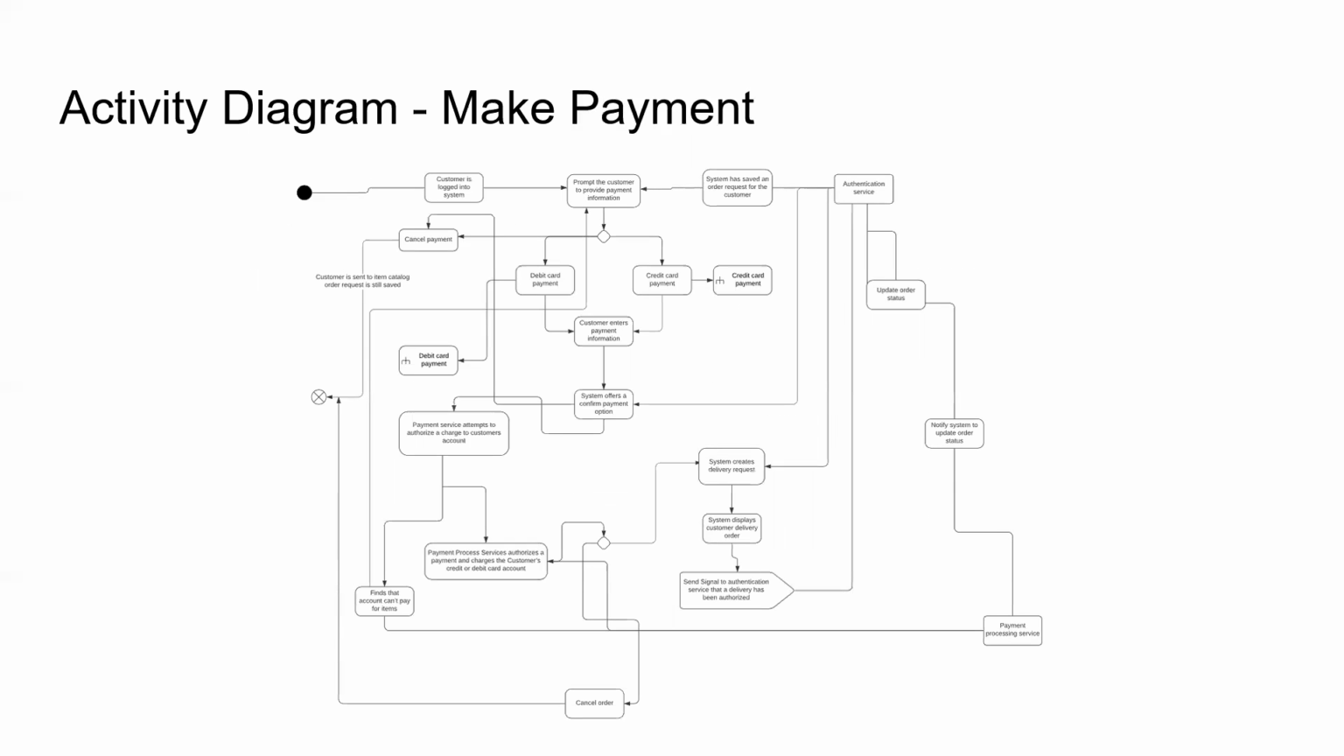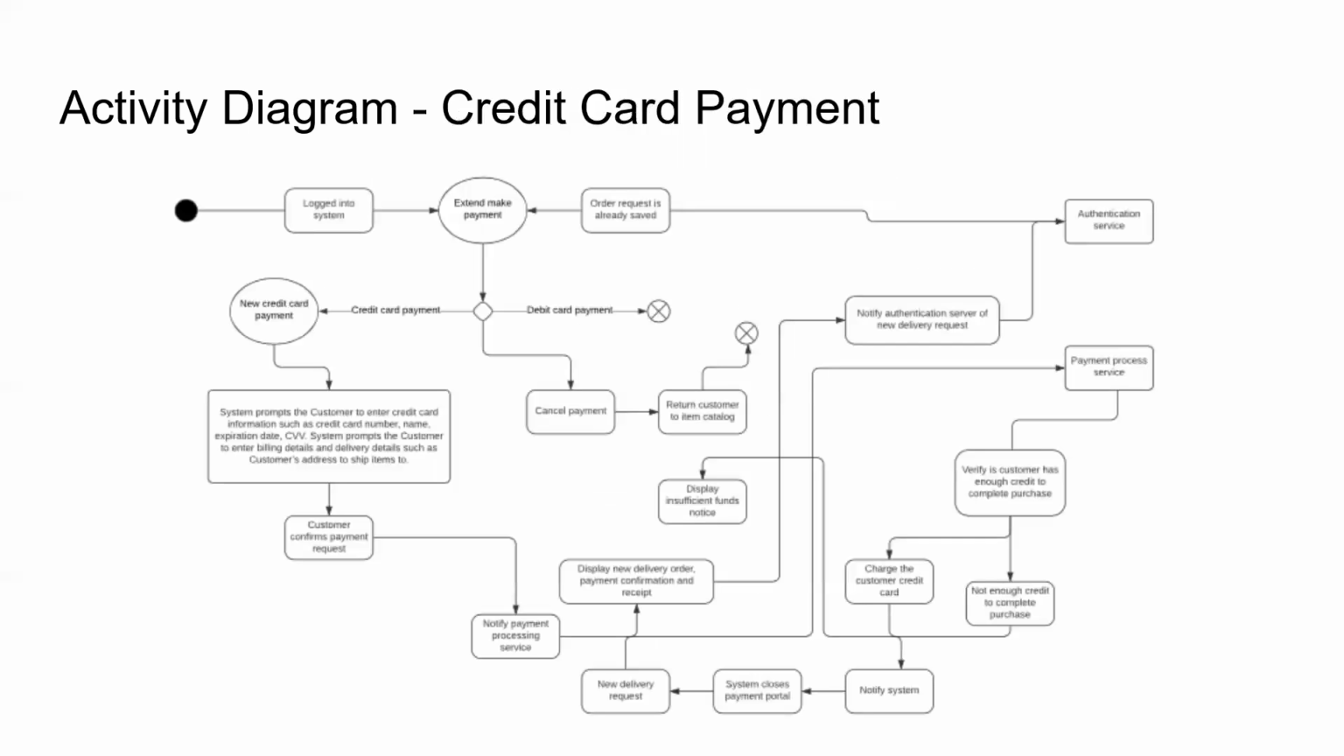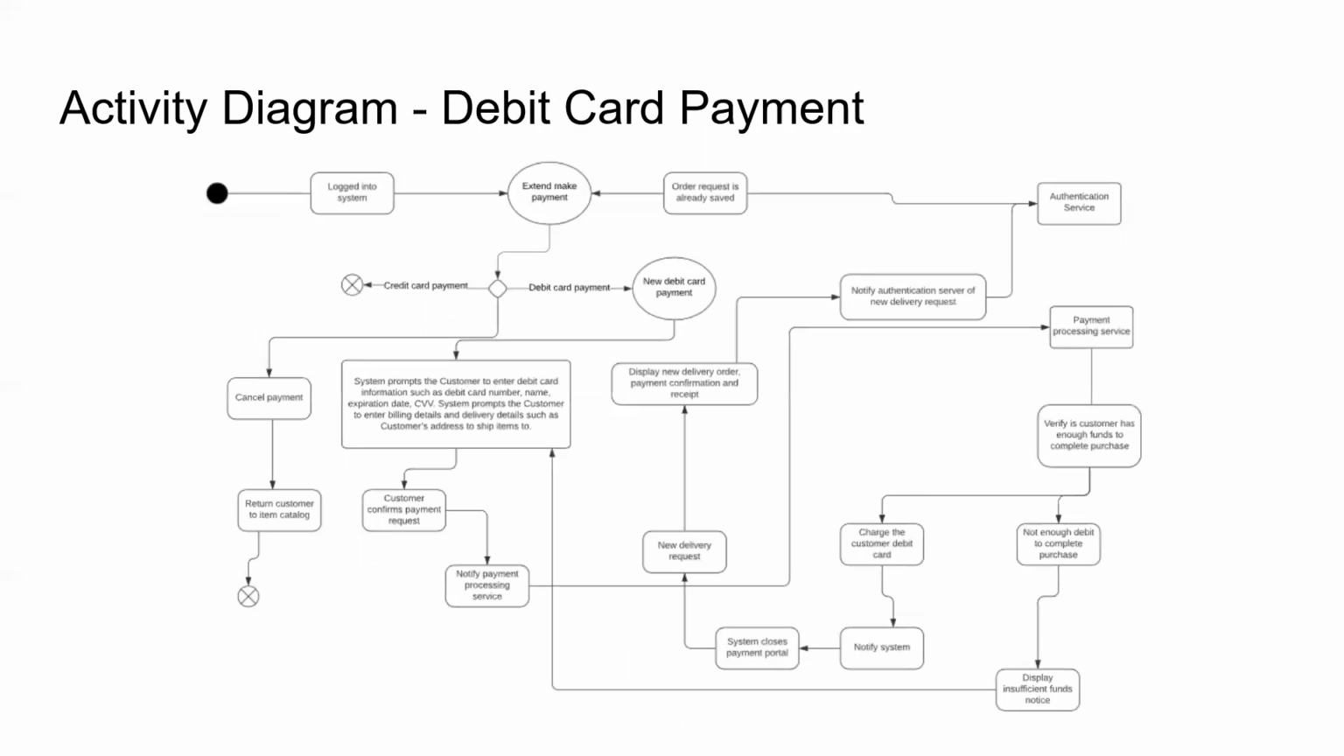Next, we have the make payment activity diagram, where the customer can choose a debit or credit card payment method, and we will see that it utilizes the payment process service to authorize the payment and charge the customer's account. And here is the credit card payment activity diagram, where it further asks for the credit card number, the name, the expiration date, and the CVV, and then checks to see if it's a valid form of payment. Similar with a debit card payment.